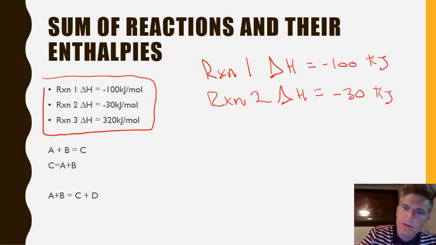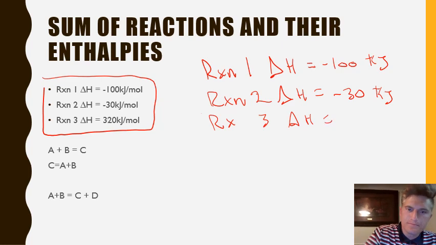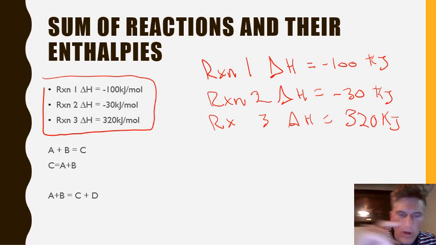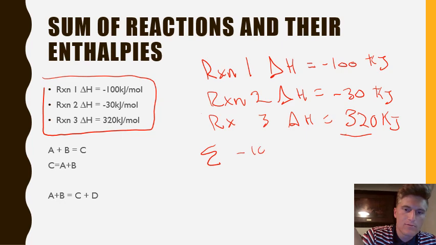kilojoules. And reaction 3 is equal to 320 kilojoules. And we can see when we're looking at this reaction that it is going to be overall endothermic when we look at all of the processes, because in the end the total reaction is going to be positive. And so we need to just sum up all of the enthalpies of this reaction. So we have a negative 100. We're going to add that with a negative 30.